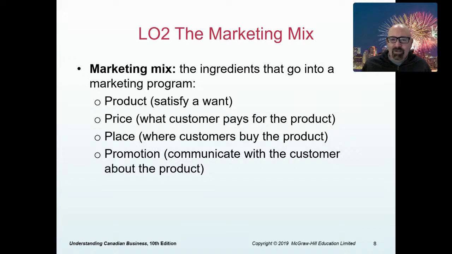So what goes into our marketing program? Certainly product. Product satisfies a want or a need. Price, what the customer pays for the product. Place, where they can purchase the product. Promotion, how they've been informed about the product, or how we as the company inform our customers, or potential customers, about the product. Okay, so those are the things that go into our marketing mix: product, price, place, promotion.